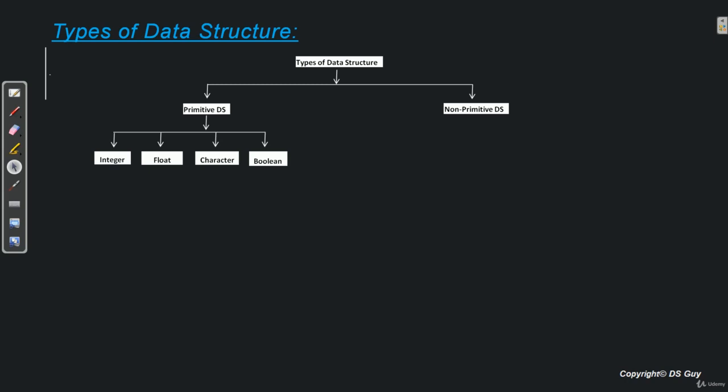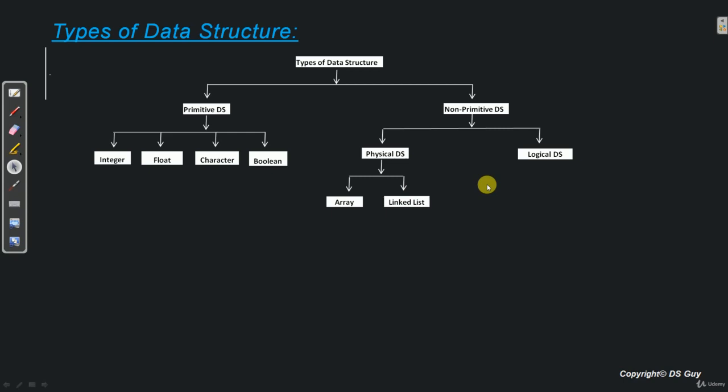Now when it comes to non-primitive data structures, it can be divided into two categories, that is physical data structure and logical data structure. Now what is physical data structure? Array and linked list are typically called physical data structure because they are implemented standalone and they are physically present in the RAM.